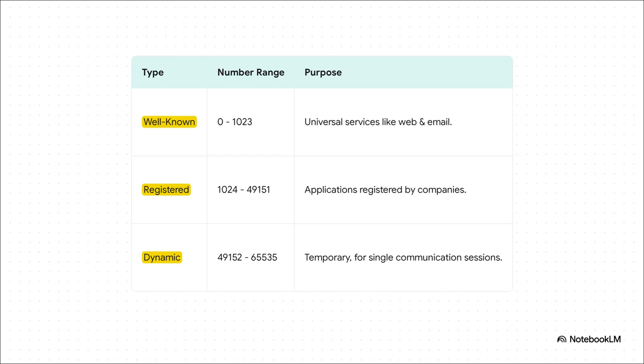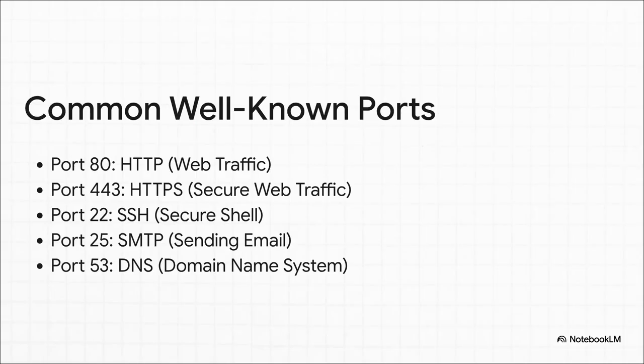First, you've got the well-known ports. Think of these as the building's public services, the mailroom, the lobby, things everyone knows and uses for standard universal functions. Then you have registered ports, which are more like reserved office spaces for specific companies or apps, like a particular video game. And finally, there are dynamic ports. These are like temporary guest passes, just assigned on the fly for a single conversation, and then they're freed up again.